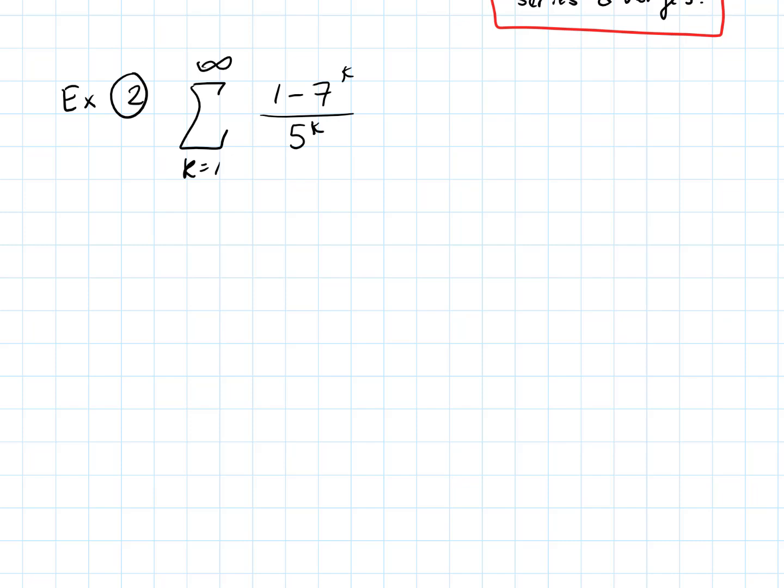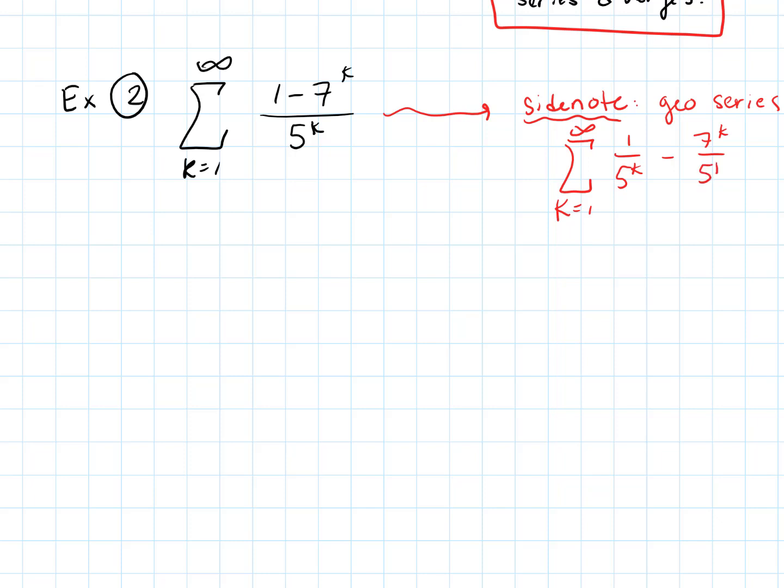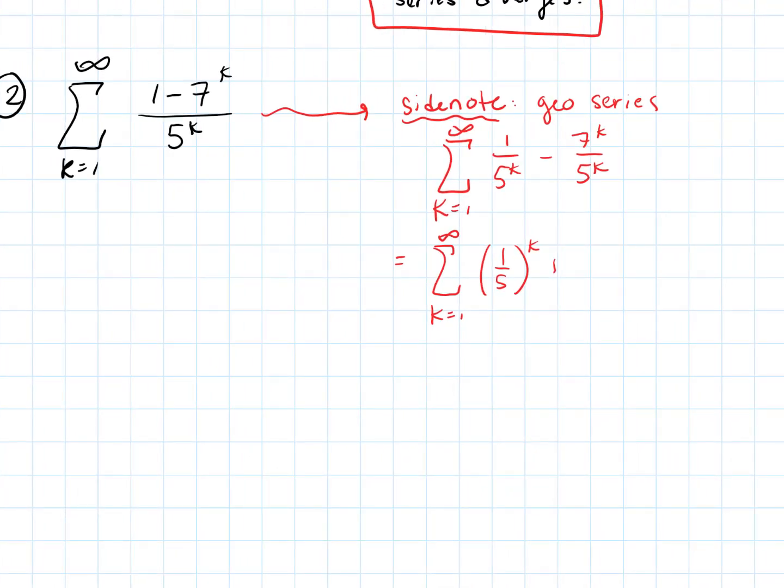Now, little side note, we actually have other ways to handle this right now because this is actually two geometric series. So we could split this up: k equals 1 to infinity of 1 over 5 to the k minus 7 to the k over 5 to the k, and we could look at each of these individually. We have other techniques. We're just continuing to build our toolbox of techniques for dealing with series. We could just use rules of summations.